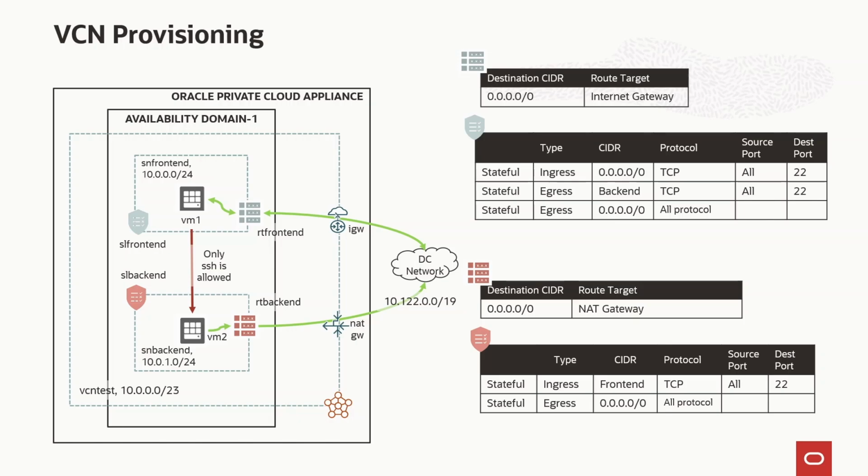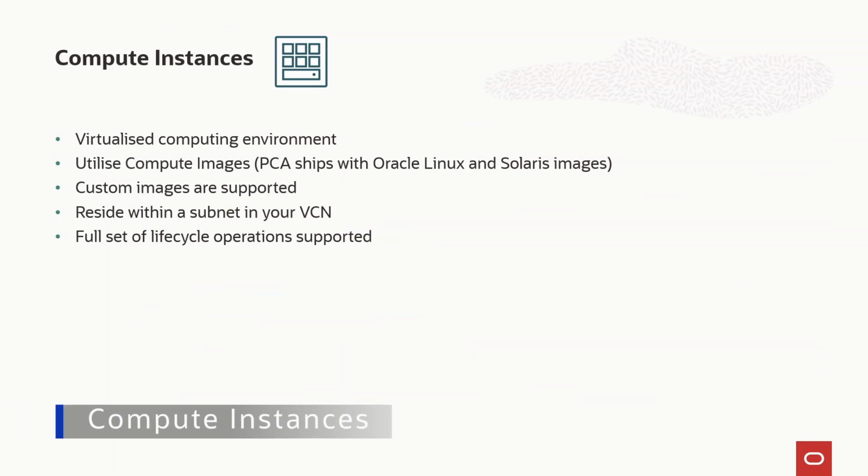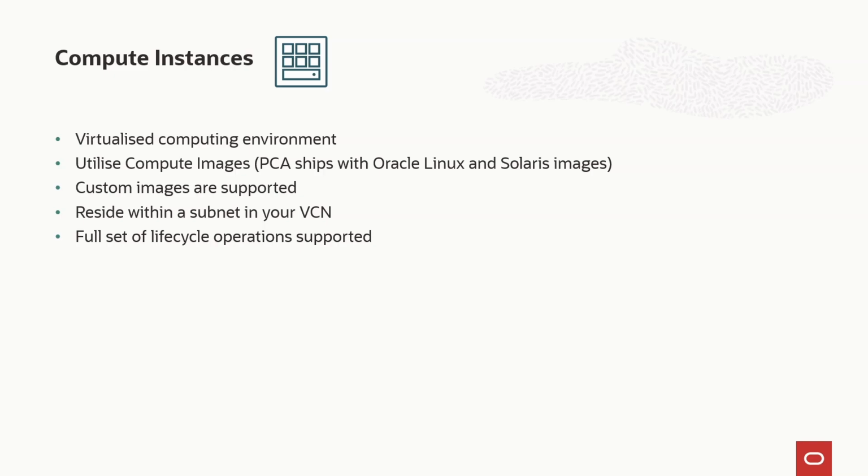Before we provision a VM, I would like to give some explanation regarding the compute instances. Compute instances are a virtualized compute environment. And within PCA, we have already provided a number of platform images that you can use. We have Oracle Linux version 7.9, version 8 and 9. We have Solaris 11.4 images. Custom images are supported, so you can import more images from maybe VMware or another platform, or you can reuse the existing platform image and do some customization and come up with your own custom image.